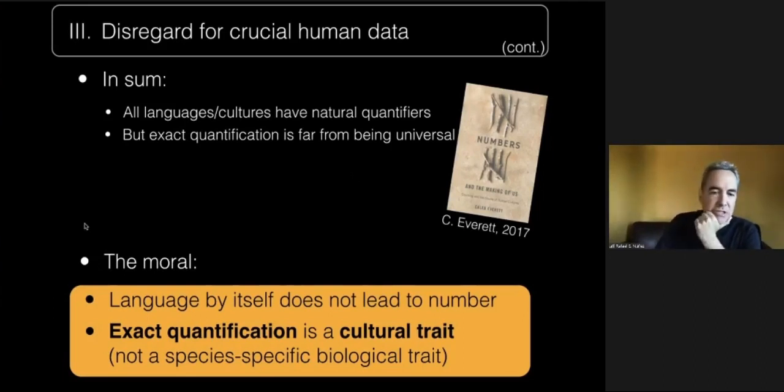There's been an explanation that it's just humans that have language, that have developed number and arithmetic, and that's a big difference with animals. Well, it is a big difference with non-human animals, but that doesn't explain why there is exact quantification, because exact quantification appears to be a cultural trait, not a species-specific biological trait, as shown by these hundreds of languages spoken by hundreds of thousands of humans.